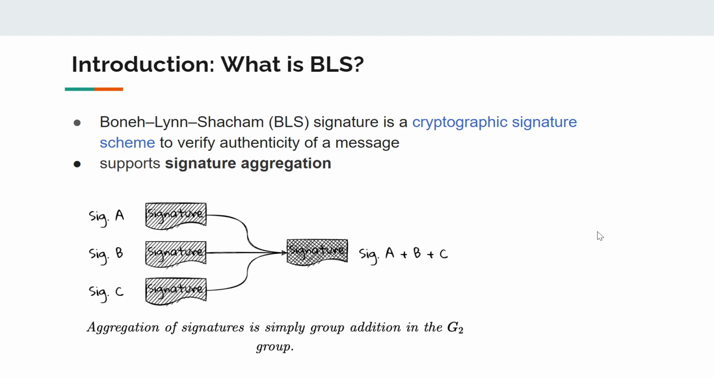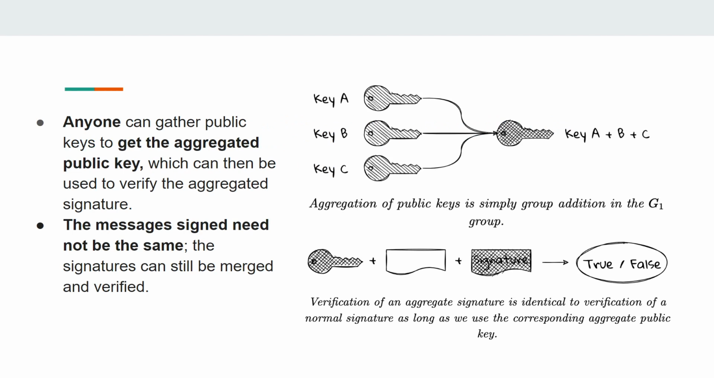Now, what is a BLS signature? It's basically a cryptographic signature scheme that verifies the authenticity of a message. What it particularly allows us to do is signature aggregation, which means we can merge multiple signatures into a single one, and that one signature alone can verify all the individual messages. We can also merge all the public keys into one, and if there's a common message, it can be verified quite efficiently.